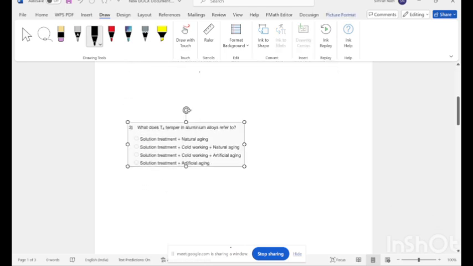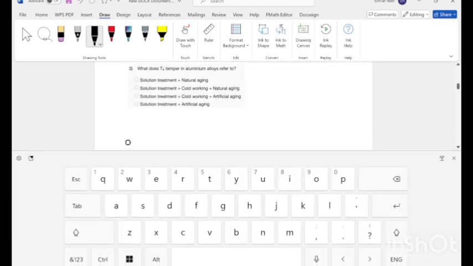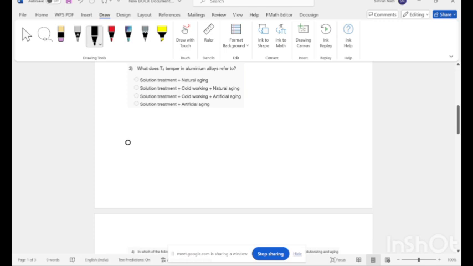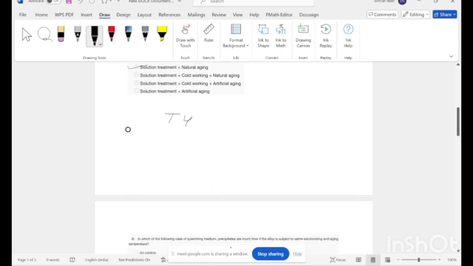The next question is, what does the T4 temper in aluminum alloys refer to? Solution treatment plus cold working plus artificial aging. No, no. The correct option is the first. Sorry, natural aging. Solution treatment plus natural aging.